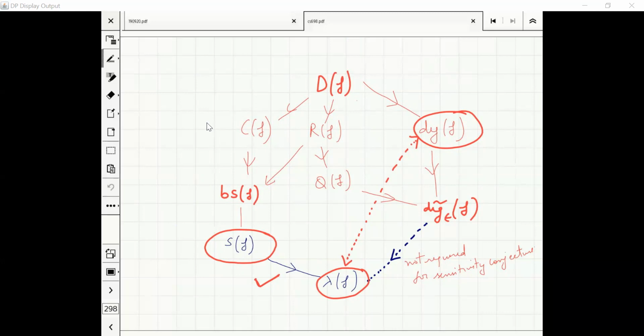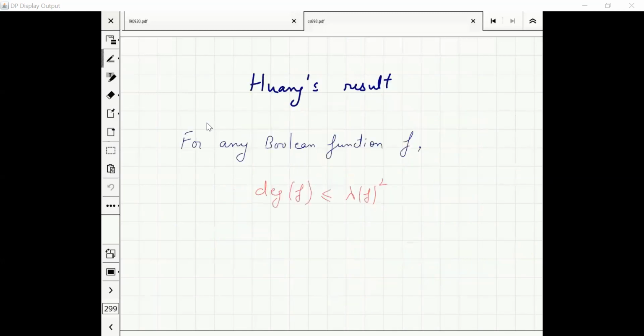The setting is done now. Well, now we want to prove Huang's result. And what is Huang's result? For any Boolean function f, this is true. Once we prove this, we have shown all the measures are polynomially related. This is our remaining task.